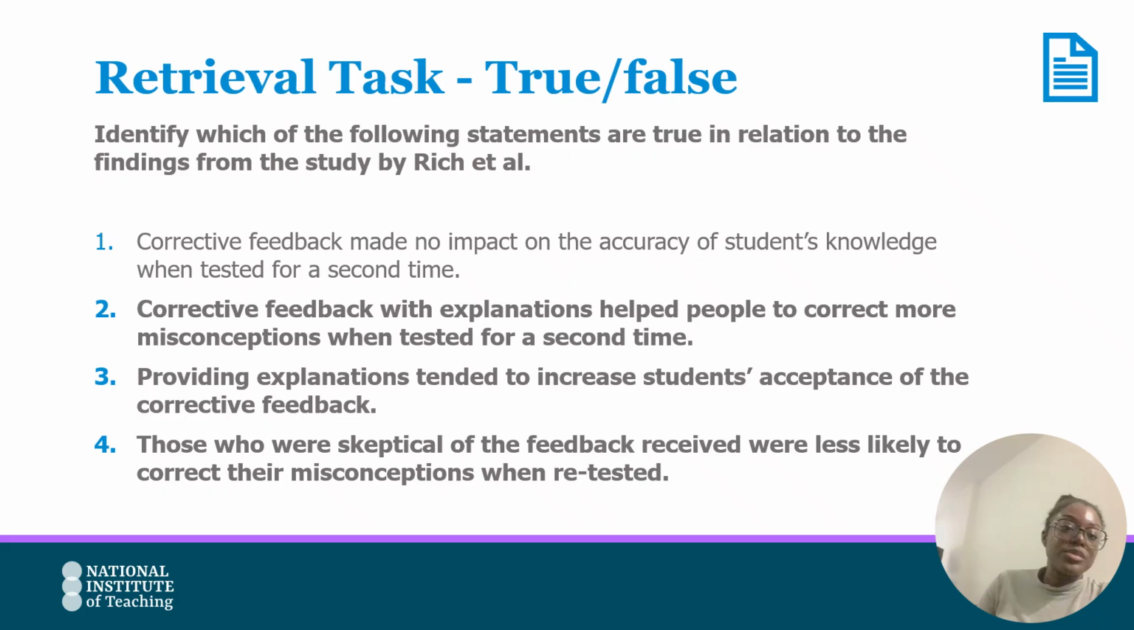So what we know from this research is that students were more accurate on the second knowledge test after receiving corrective feedback than on the first test. However, the students who received corrective feedback with the explanations were much more accurate on that second test. So we know that the corrective feedback with explanations is way more effective than without explanations.